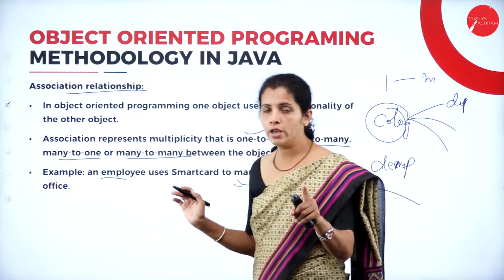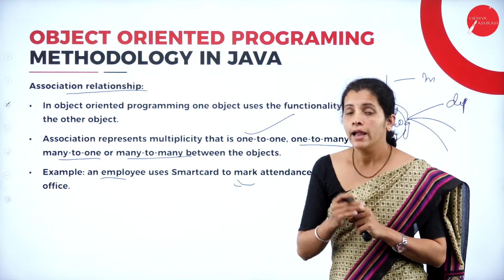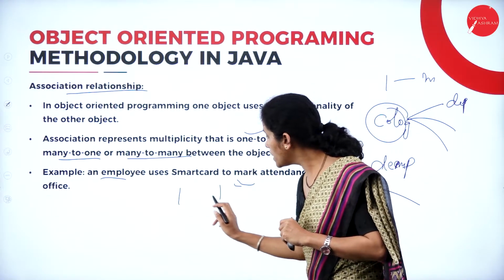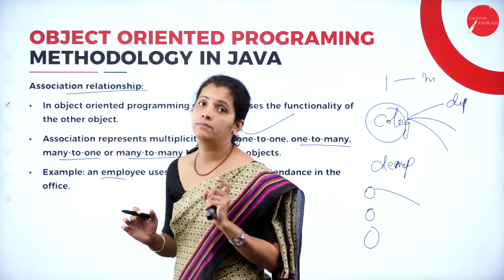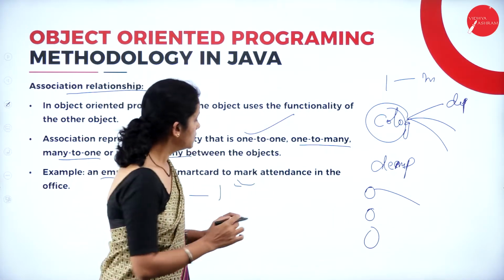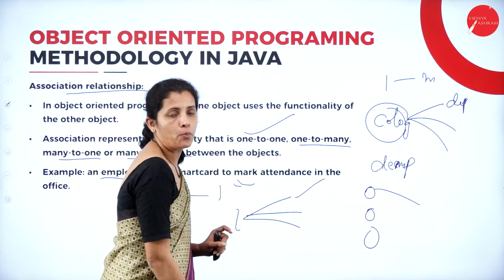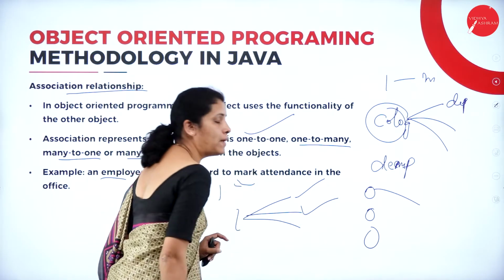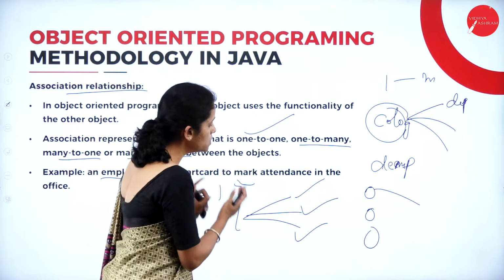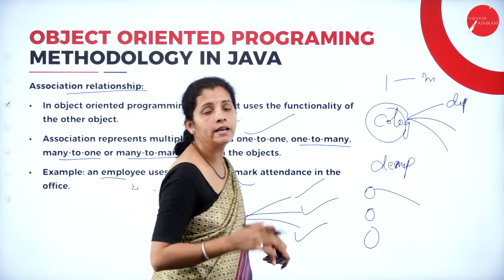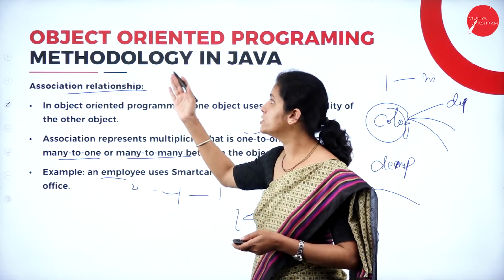And if I consider this example, an employee uses a smart card to mark the attendance. So one employee is going to use one smart card to mark the attendance. So it is a one to one relationship. So dear student, if I consider the same employee with a bank card, now the same bank card is used to do online shopping, or to draw the amount, or to pay bills. So this is one to many. Like that, in Java, we have association relationship.